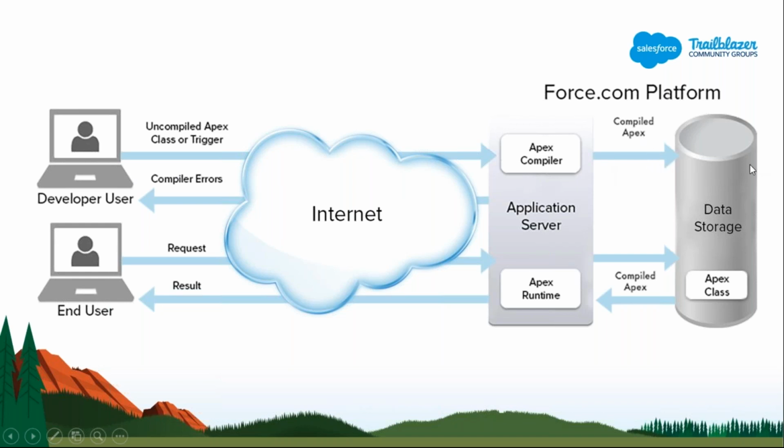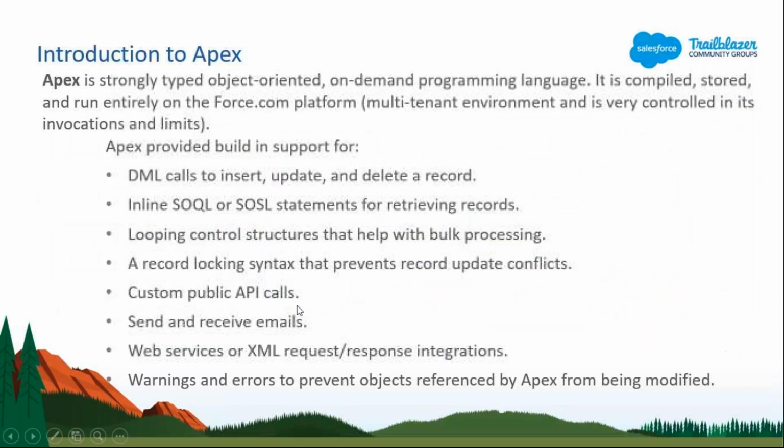It will go and fetch all the data available in the data storage, and it will give you the result. If there is any error, it will give the compiler error to the developer user while developing. If there is no error, then when the end user makes a request, the Apex runtime will do its work, fetch all the data from the data storage, and show the result to the end user. This is the same scenario in every technology or language, and any kind of web service works like this. So, introduction to Apex.